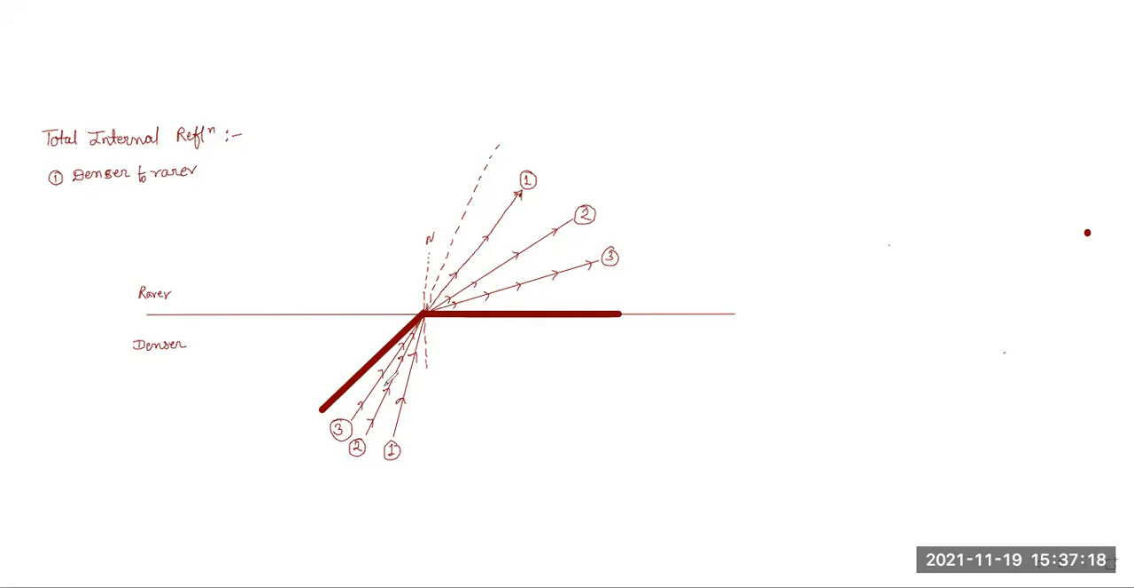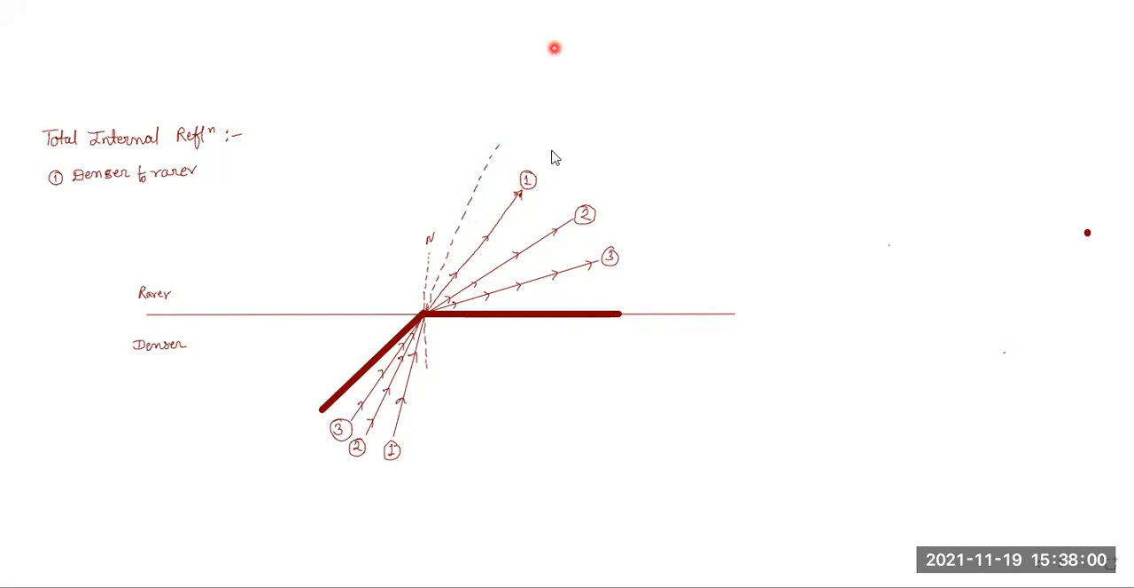First, ray number 1 traveled like this, reached the point of incidence and bent away. Ray number 2 also traveled here and bent away from the normal. Ray number 3, again here and bent away. This is ray number 4, which we have drawn lastly. Now this ray number 4 has one particular angle at which the refracted ray goes along the border of the surface.